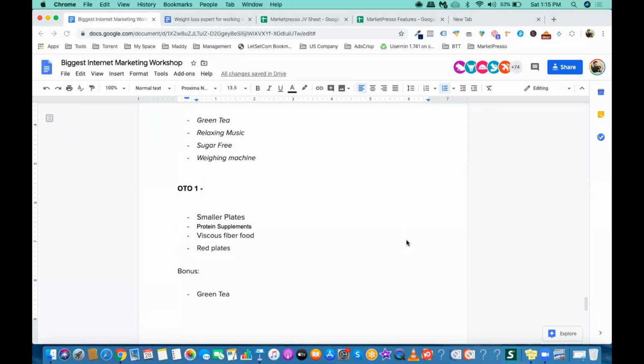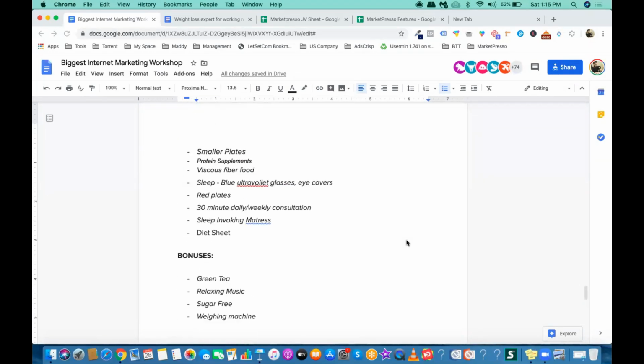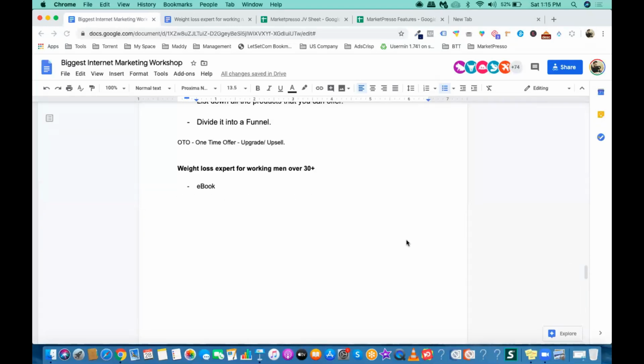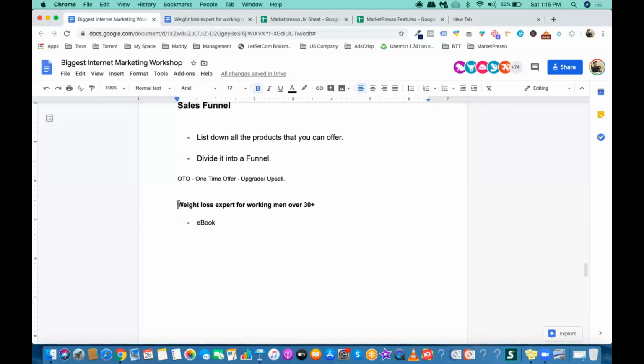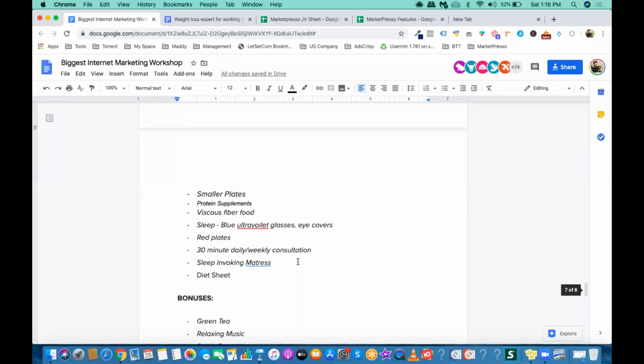So what we have is the OTO one. Okay, let's talk about the front end. The front end of our funnel was the ebook, which is a weight loss expert for working men over 30 plus. I'm going to sell it for something like, let's suppose, $9.99, and then I'm going to split test it for something like $19.99. Now, this is going to be my front end, my OTO one.